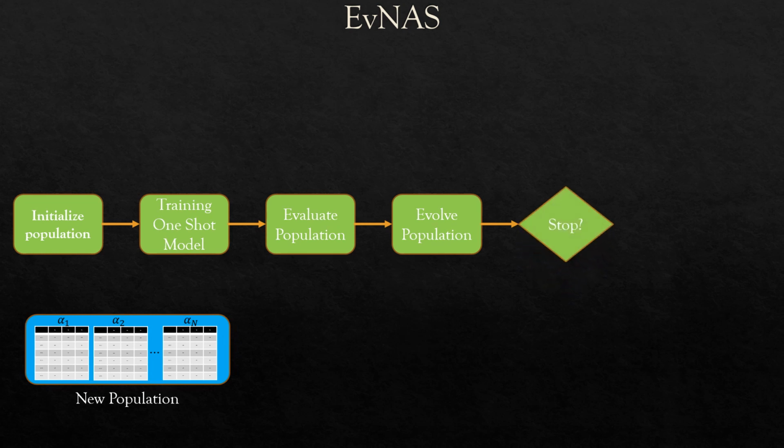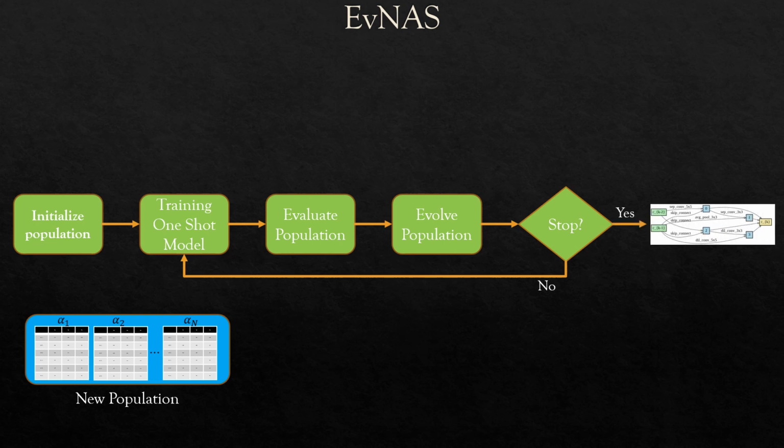Then we check if we reach the stopping criteria, which is basically if we reach the maximum epoch or not. If not, go back to training the one-shot model and repeat the cycle again. If yes, then output the architecture with the best fitness.